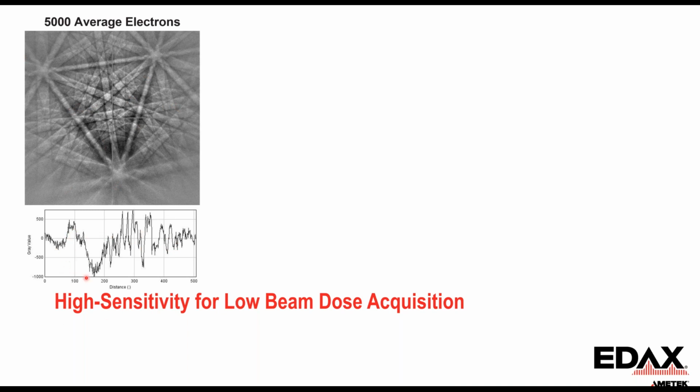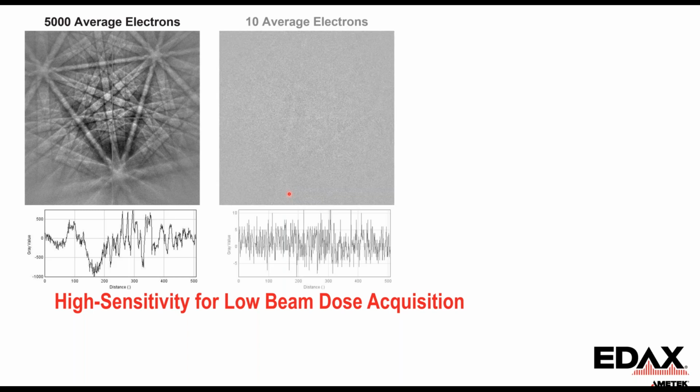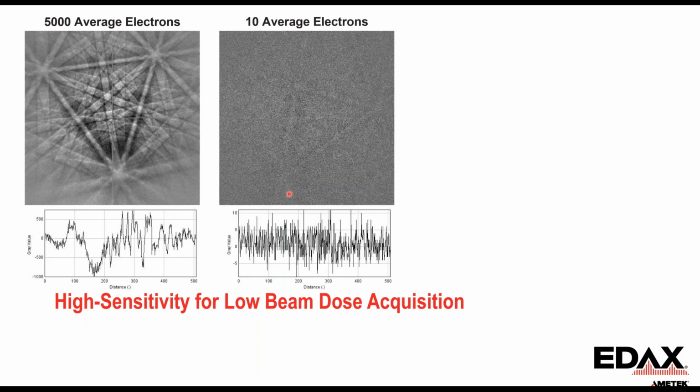And we can see that there are plenty of electrons, even after background subtraction, or plenty of signal that shows that we get a nice high contrast EBSD pattern. This is with 5,000 average electrons per pixel. Now, if we reduce the dose, this is dropping this down to 10 average electrons per pixel.